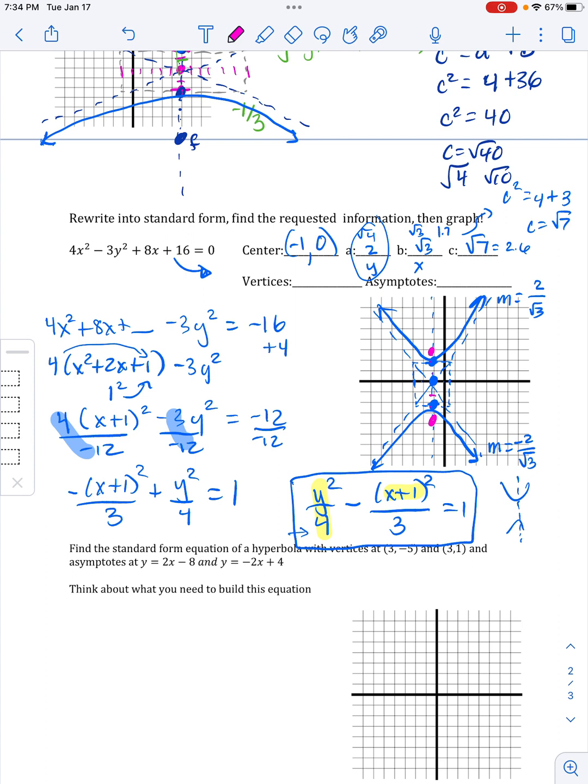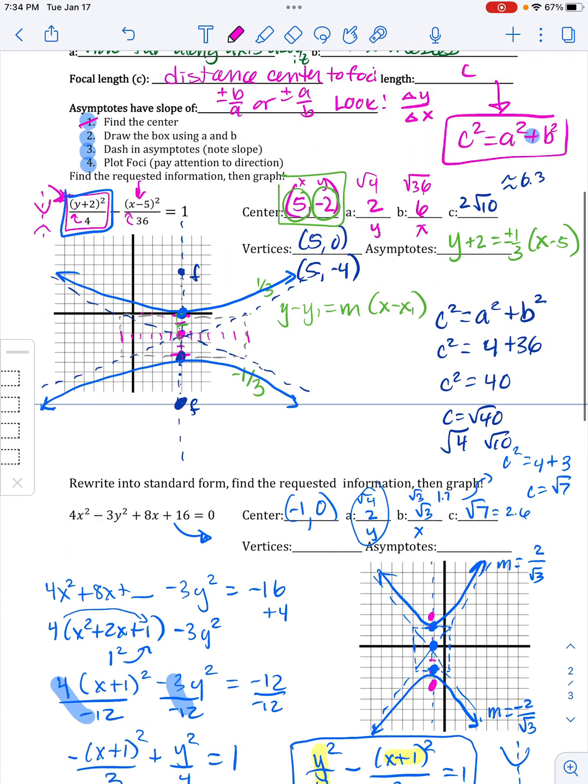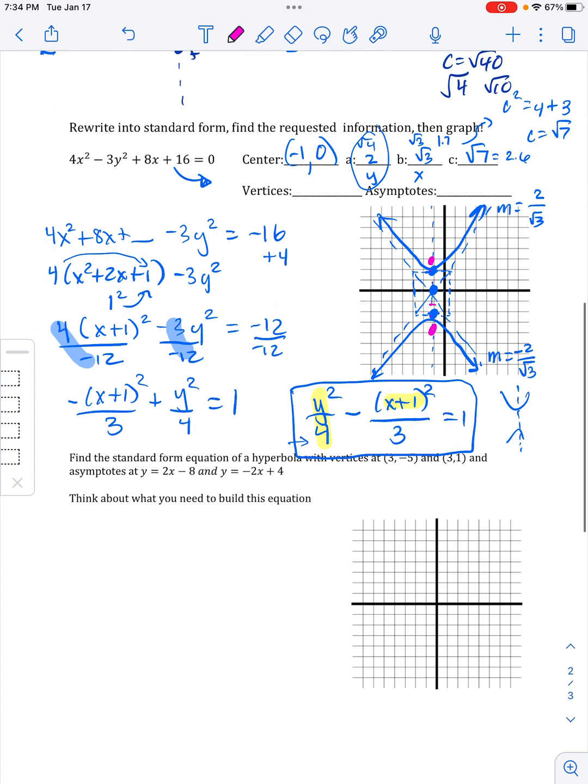And because they're close to the vertices, that's why this hyperbola is a little bit tighter versus the last one. When the focal points were out so far, it made the hyperbola a little bit wider. And I feel like I might have just said parabola, so who knows?